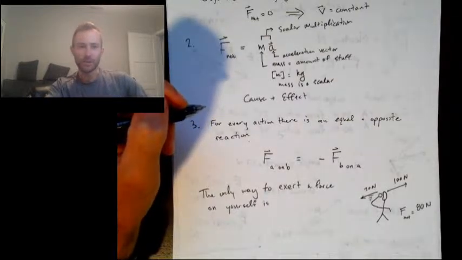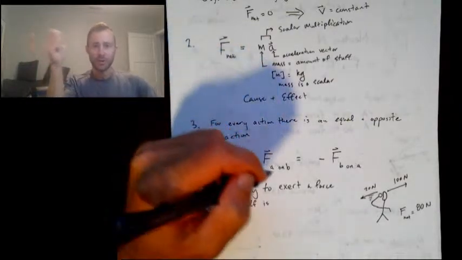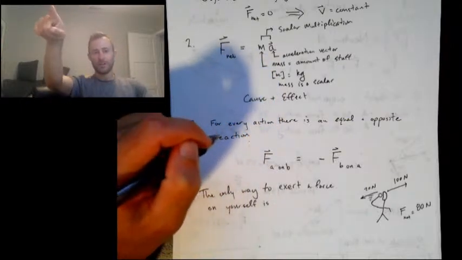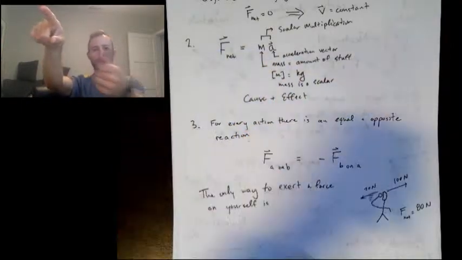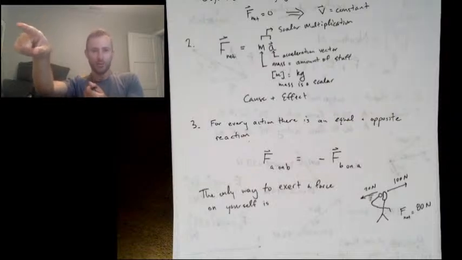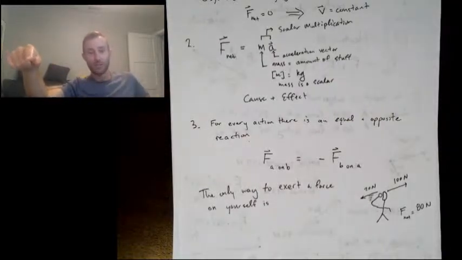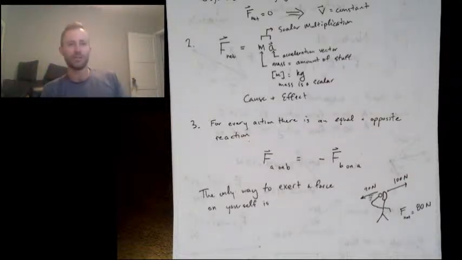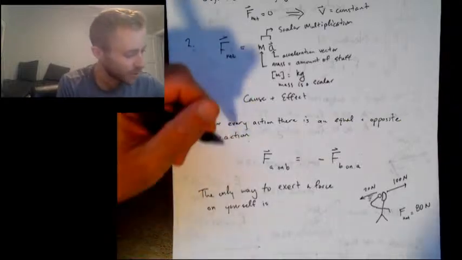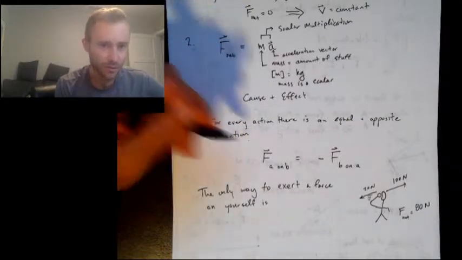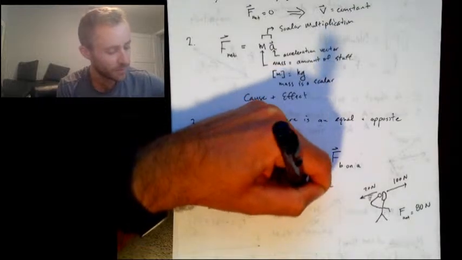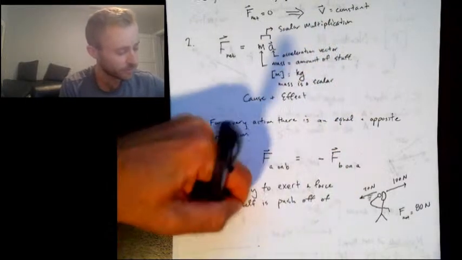Thor's hammer is also a great example of this, because Thor takes his hammer and he exerts a force forward on the hammer. The hammer should exert a force back on Thor, which would make Thor fly in the opposite direction, but instead what Thor does is he accelerates with the hammer, so it doesn't make any sense. Thor's hammer does not work. So the only way to exert a force on yourself is to push off of something else.